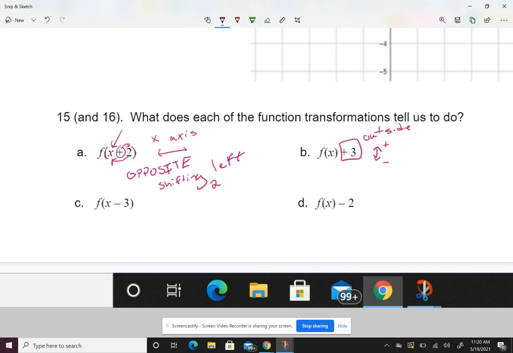This one's a little bit funky because remember, this is kind of in the y form, and so we just cover up that. So this 3, it doesn't make it the opposite. So you got to understand, inside parentheses, opposite. Outside the parentheses, do exactly what it says. It's going to tell me to go up 3. Do you understand that? And then if it was -3, if we get f of x - 3, then it would be down 3.